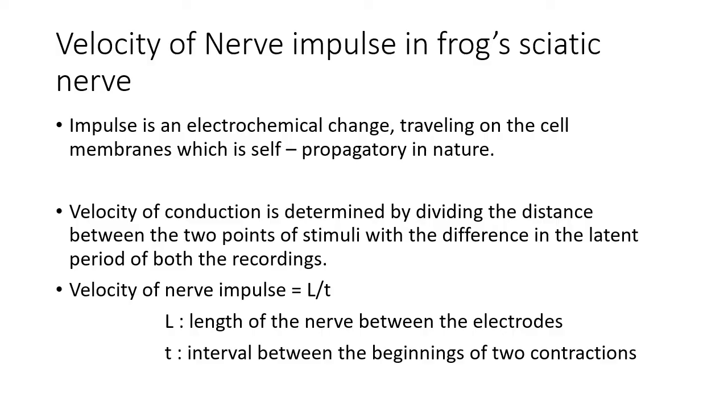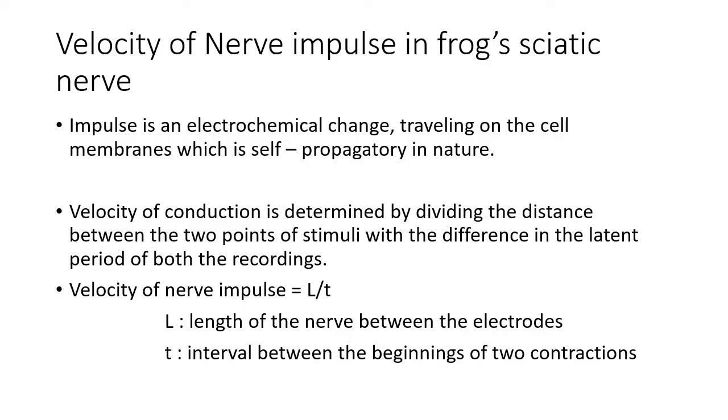Now we see the last and final part of this practical, which is velocity of nerve impulse in frog sciatic nerve. So first of all, what is impulse? Impulse is an electrochemical change traveling on the cell membrane, which is self-propagatory in nature. The speed at which the impulse travels through a biological membrane like that of a nerve depends on various factors.